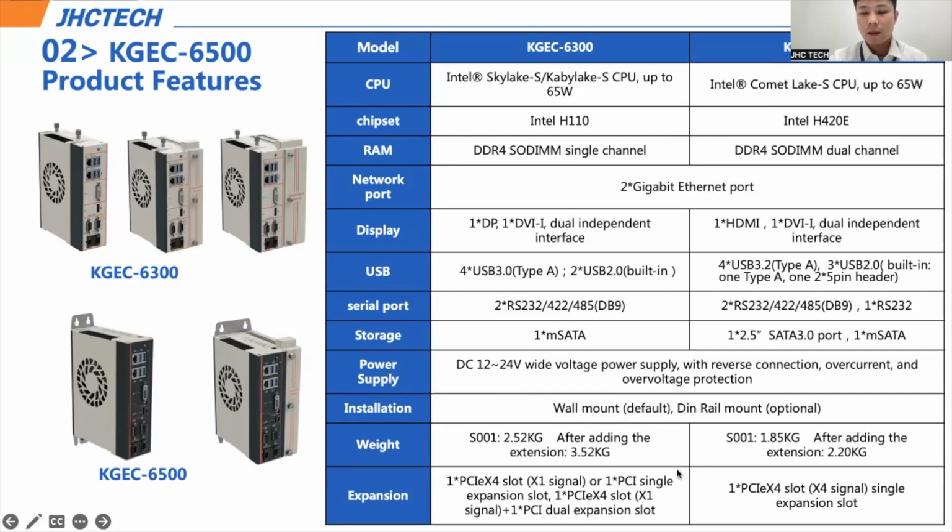Next are the weight, the size and the expansion. For this new product, KGEC-6500, there is only 1 expansion slot, a PCIe x4 slot. But for 6300, it can support 1 PCIe x4 or 1 PCI single expansion slot. Also, you can choose 1 PCIe plus 1 PCI dual expansion slot. So it has more expansion slots than KGEC-6500.